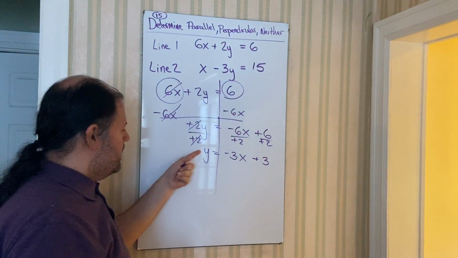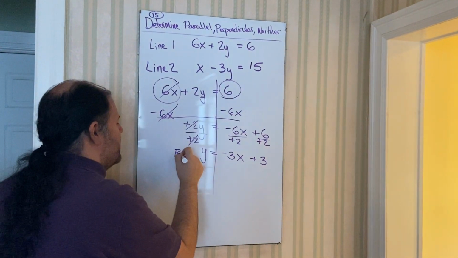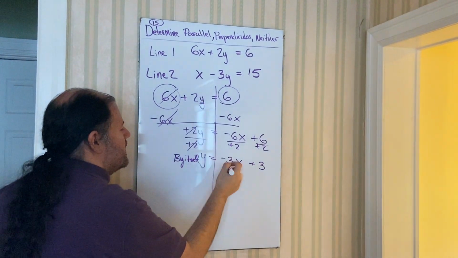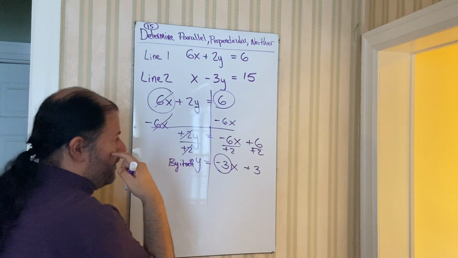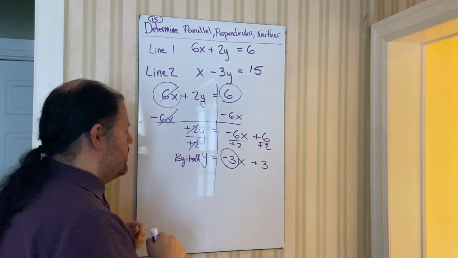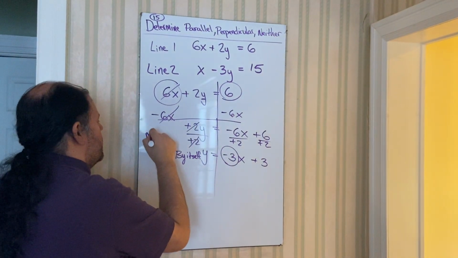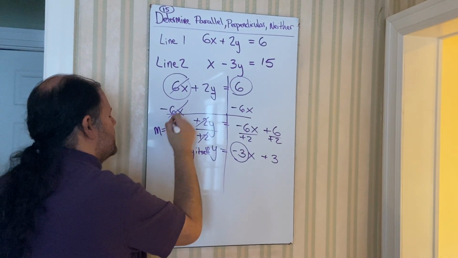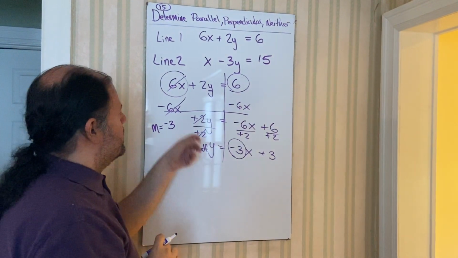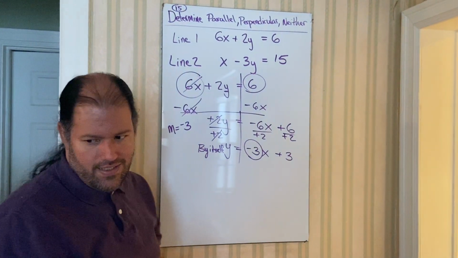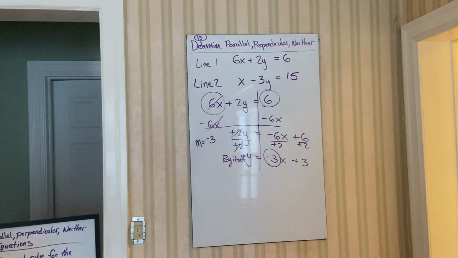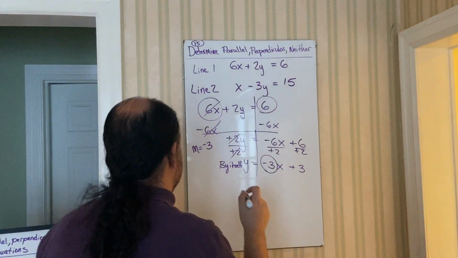So now that y is by itself, remember, it had to be by itself, then we know that this is the coefficient of x, which makes that the slope. So slope 1 is m equals negative 3. Okay. Now let's grab the second equation, and we'll try to squeeze it in there. Let me see if I can grab a different color marker, maybe that will help see it better.